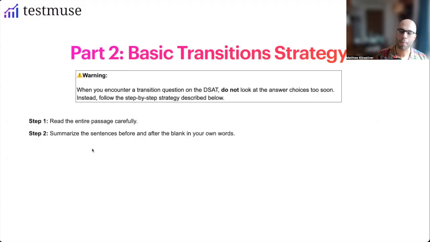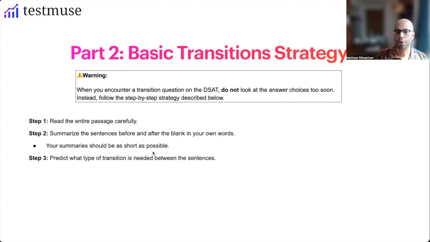You're going to want to summarize the sentences before and after the blank in your own words, right? Because the blank is going to be between the 2 sentences that need to have the transition. In the majority of cases, we'll talk about an exception to that in the next lesson. However, in probably 95% of cases, that's going to be what's going on. Make your summary short, clear, use your own words, right? Don't try to make them overly academic.